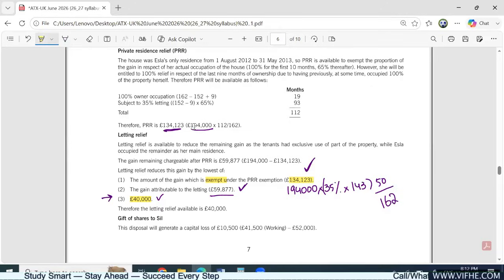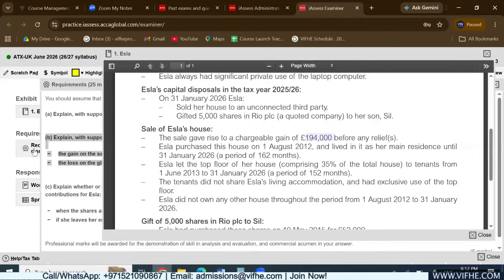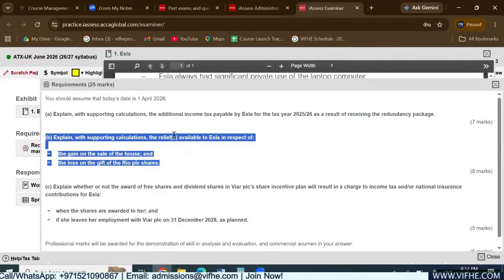So overall gain was 194,000, but first 134,123 will be deducted, and then 40,000 pound will be deducted. And whatever value is left behind, Esla will be paying taxes on, right? But what exactly did we have to do according to the requirement? We had to calculate the reliefs with respect to the sale of the house. We have calculated the private residence relief as well as the letting relief.